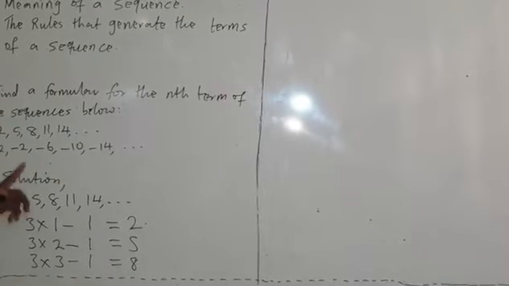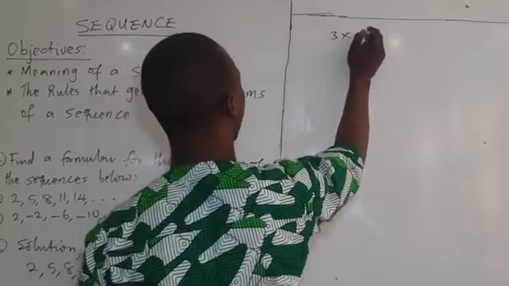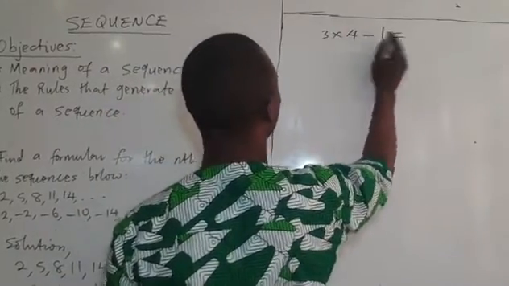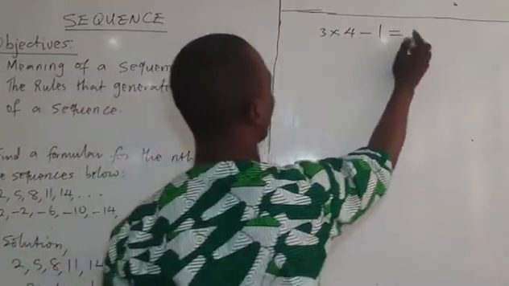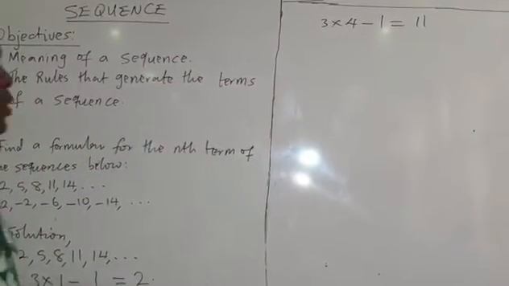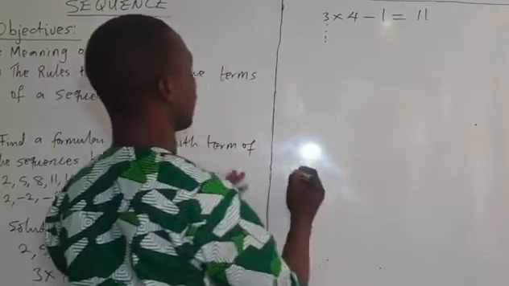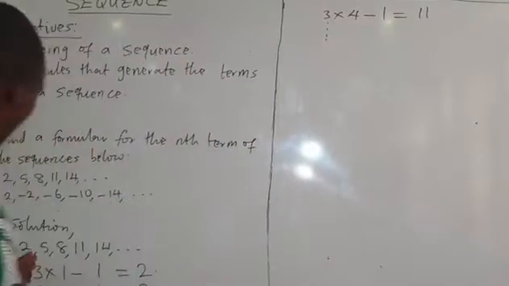So let me try for the fourth term, that is 11. So we have 3 multiplied by 4 minus 1. 3 multiplied by 4 is 12. 12 minus 1, 11. And what is our fourth term? That is 11. It works. So we can now generate the formula. So 3, as you can see, 3 is common.